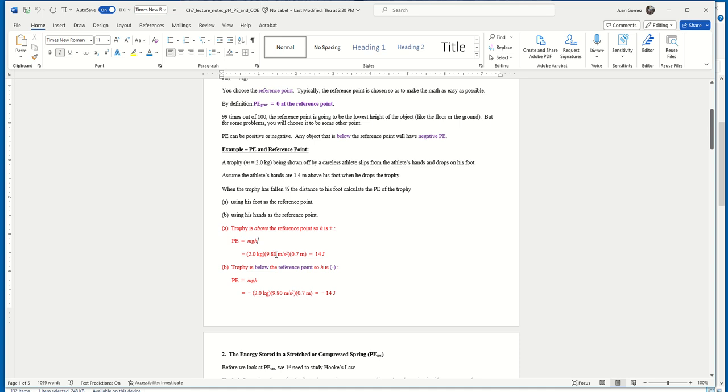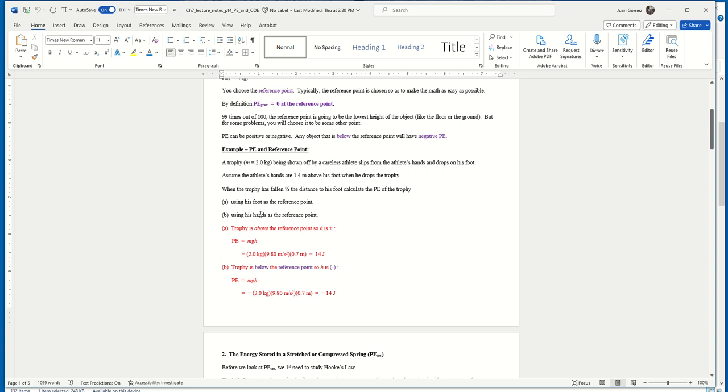M is 2 kilograms. G is 9.80 meters per second squared. Now remember, we're calculating the potential at half the distance to his foot. So H is 0.7 meters because it starts off at 1.4 meters. So you get 14 joules. Now what if we use his hands as the reference point?